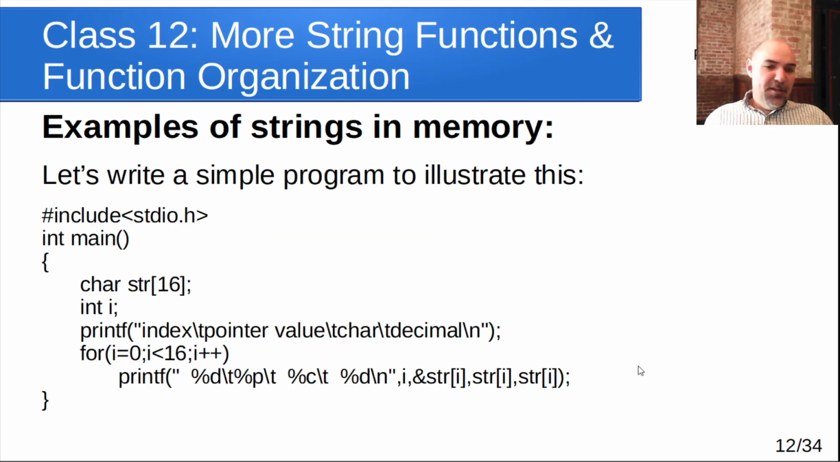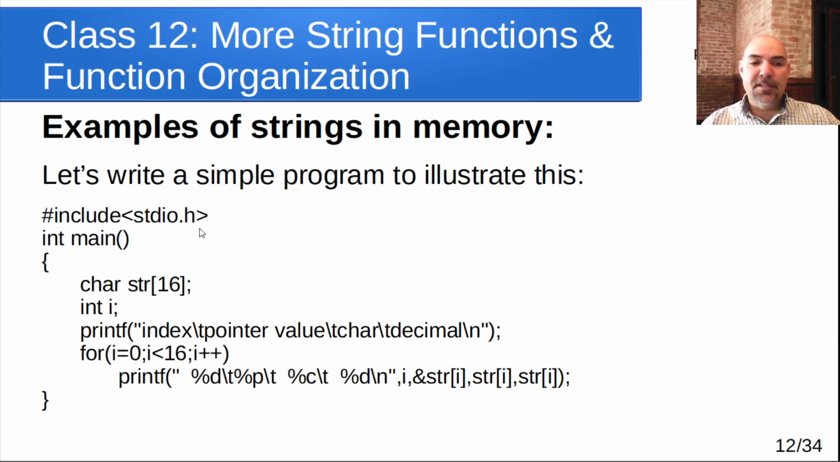All right, so let's write a simple program and illustrate this. We're going to go through a few of these here. So here's a program, relatively simple. You could type this in if you want, but let me go through what's going on here. So the first line here, we're including standard io.h. That's just to get the printf function prototype, so we can use printf, which is a standard library function.